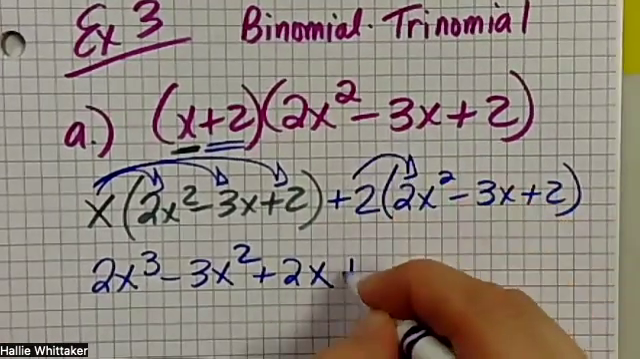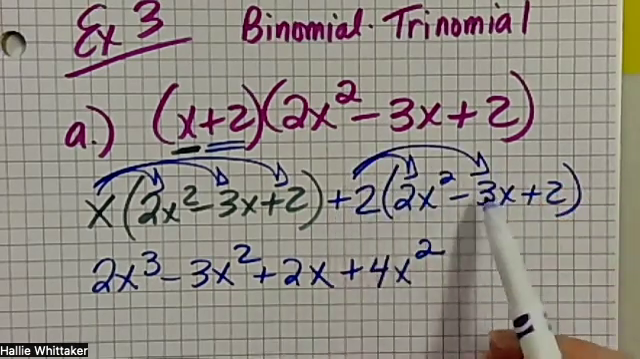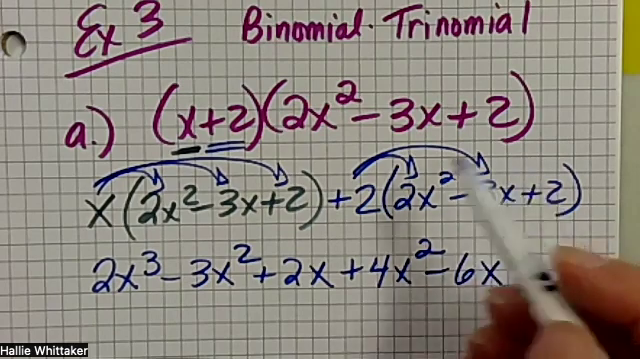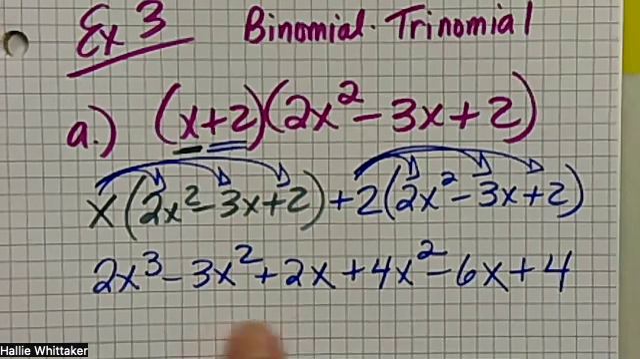2 times 2x squared is plus 4x squared. Y'all tell me if I make a silly mistake. 2 times negative 3x is negative 6x. And 2 times 2 is plus 4. Did y'all get that? Okay.